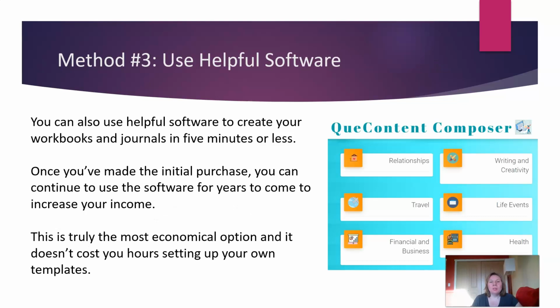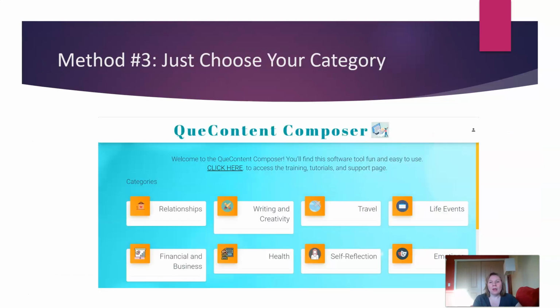And method 3 is using helpful software. You can use software to create workbooks and journal content in about 5 minutes or less. This is a great option, and you can even use it in combination with other types of things like done-for-you templates and things like that. So you can see here, this is a screenshot from Q Content Composer. This is my software tool that has a variety of prompt-based questions and prompts that people can respond to.